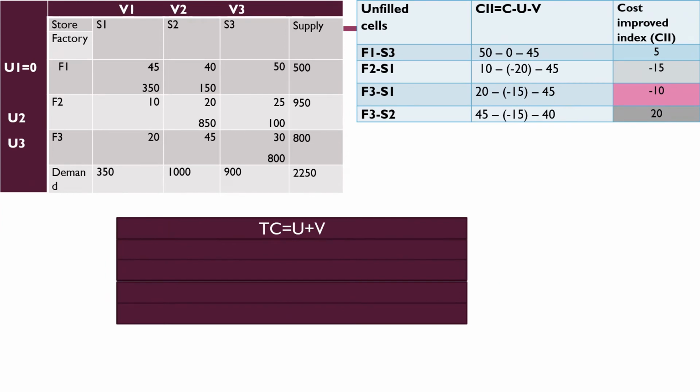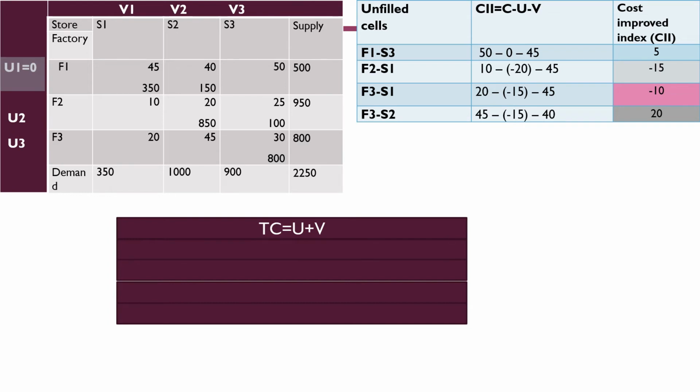In the MODI method, we are assuming certain U values and V values for this table. These are arbitrary values, which means we are putting them as our preference. Here, we are assuming the basic condition, that the first row cell, that is U1, is always 0. That is the basic requirement. In every table, this particular value will be 0.